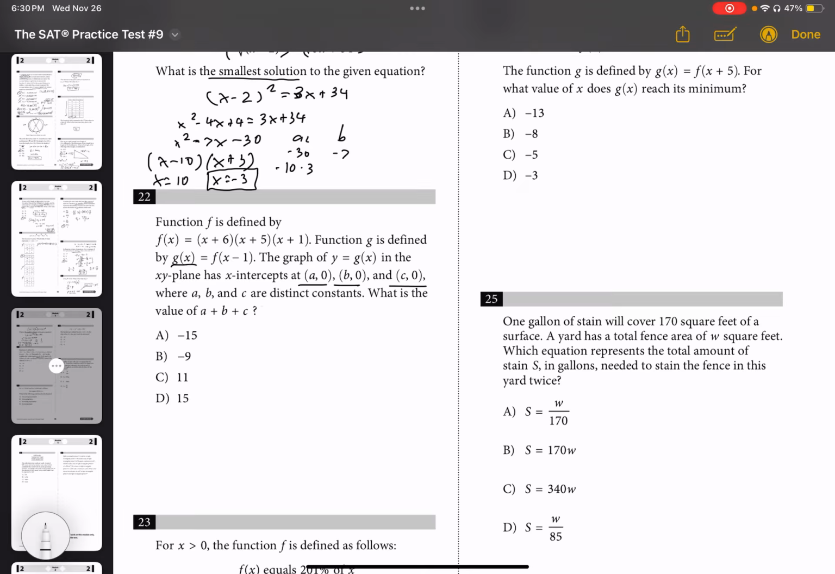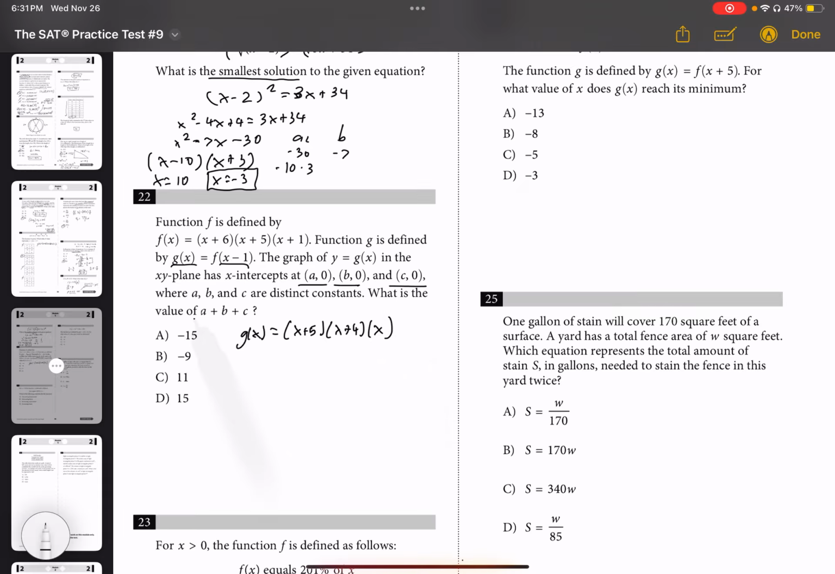Well, first we need to make our g of x function. So we know g of x is going to be equal to everything in f of x minus 1. Plugging in x minus 1 for each x value, we have x minus 1 plus 6, which is going to be x plus 5. And then we have x minus 1 plus 5, which is going to be x plus 4. And then we have x minus 1 plus 1, which is going to be equal to x.